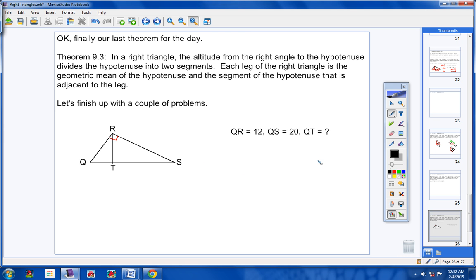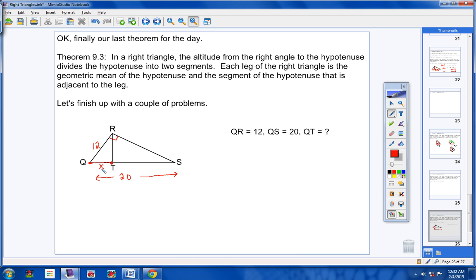I am going to move a little faster now. We've got to wrap this up. So, QR is 12. QS is 20. It's the whole hypotenuse. Find the length of QT. This little length from here to here, we'll call that X, okay?